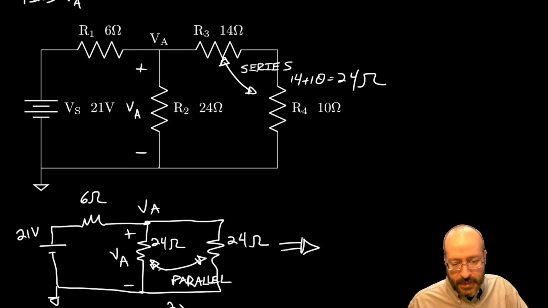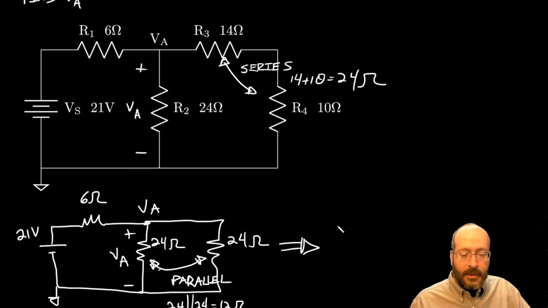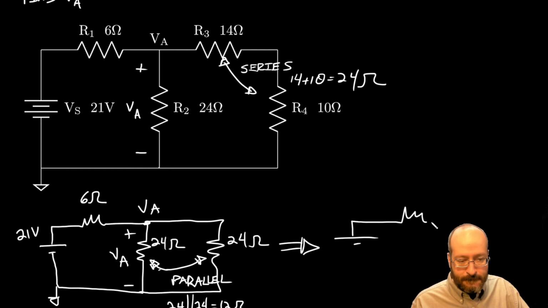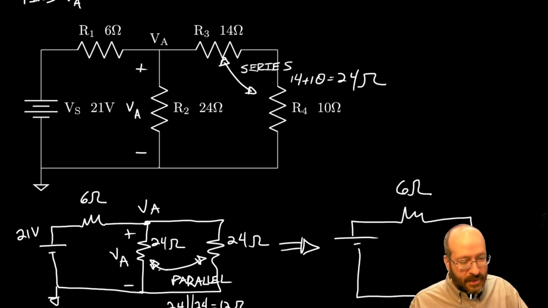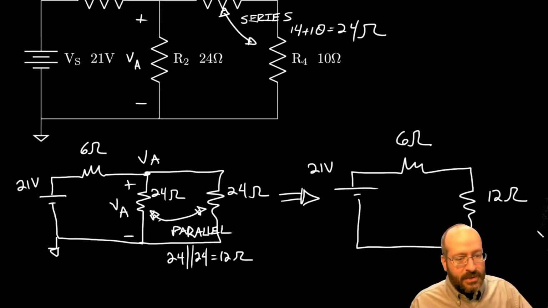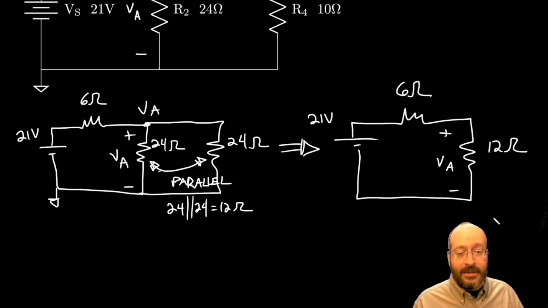Parallel. So it's going to be 24 in parallel with 24, also known as 12 ohms. Okay, so redrawing that one more time, we end up here, and we have 6 ohms and 12 ohms and 21 volts. So we're interested in this voltage. Okay, that looks like the voltage divider.